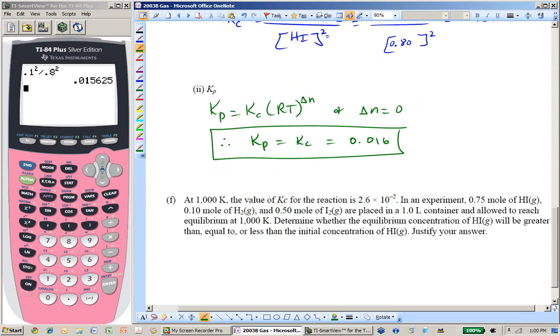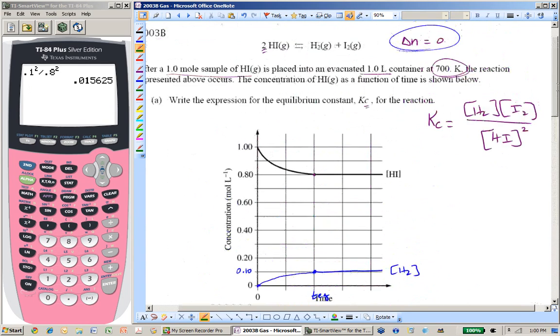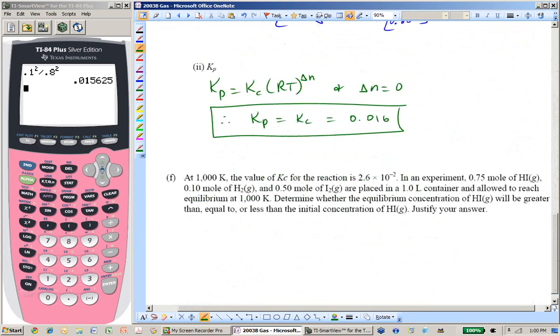And then finally, at 1000 K, where were we? That was 700. Yup, got to keep an eye on the temperature with these problems. At 1000 K, the value for Kc of the reaction is 2.6 times 10 to the minus 2, as opposed to 0.016, which is 1.6 times 10 to the minus 2. Okay, so we heat this puppy up, and it makes more product.